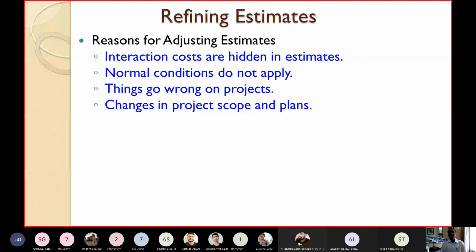Another reason might be changes in project scope and plan. Initially you identified the project scope and made the plan accordingly. But subsequently the customer came and gave some new requirements. The scope is changed, so accordingly you have to change the plans. Due to changes in the project scope and plans, you also have to revise the estimate. So it is important that you initially prepare an estimate, and then refine it later as more information comes. Periodically you have to look at your previous estimates and refine them accordingly.